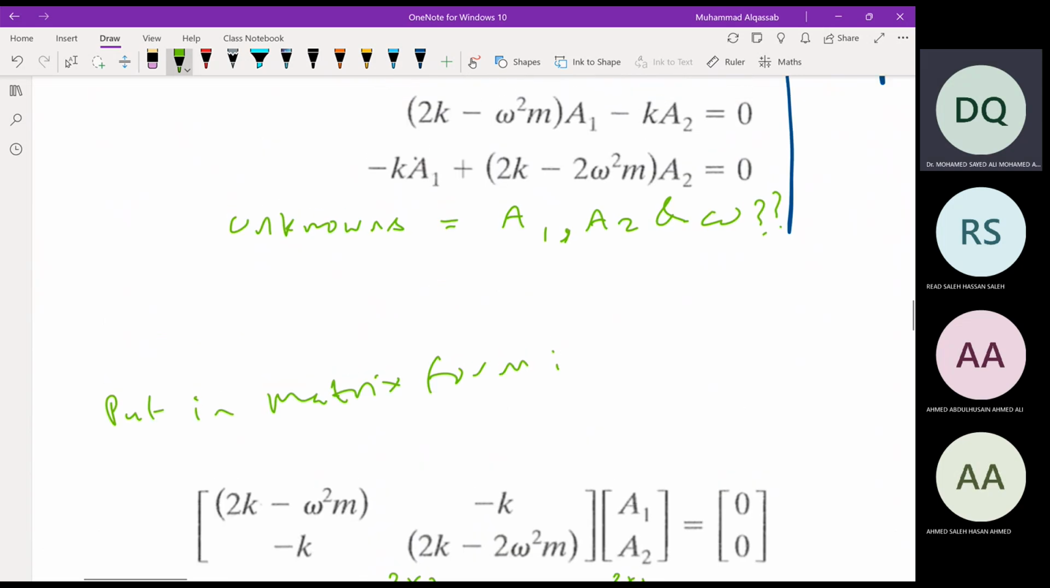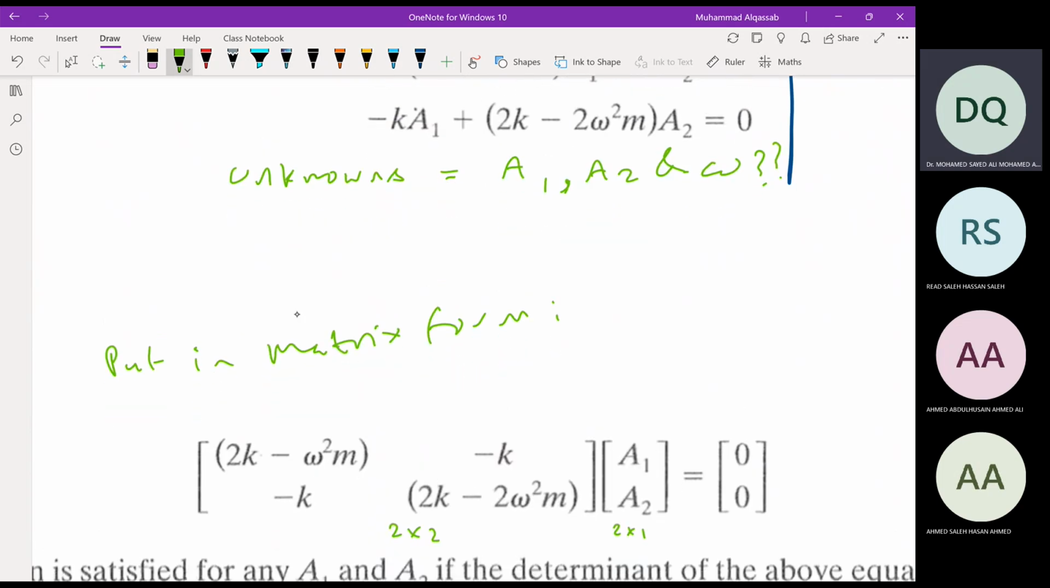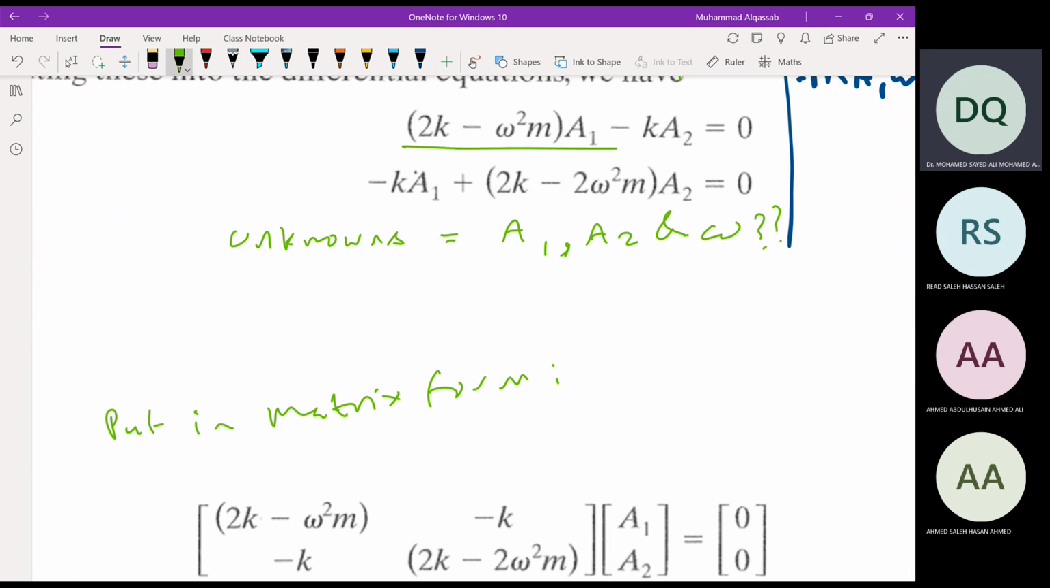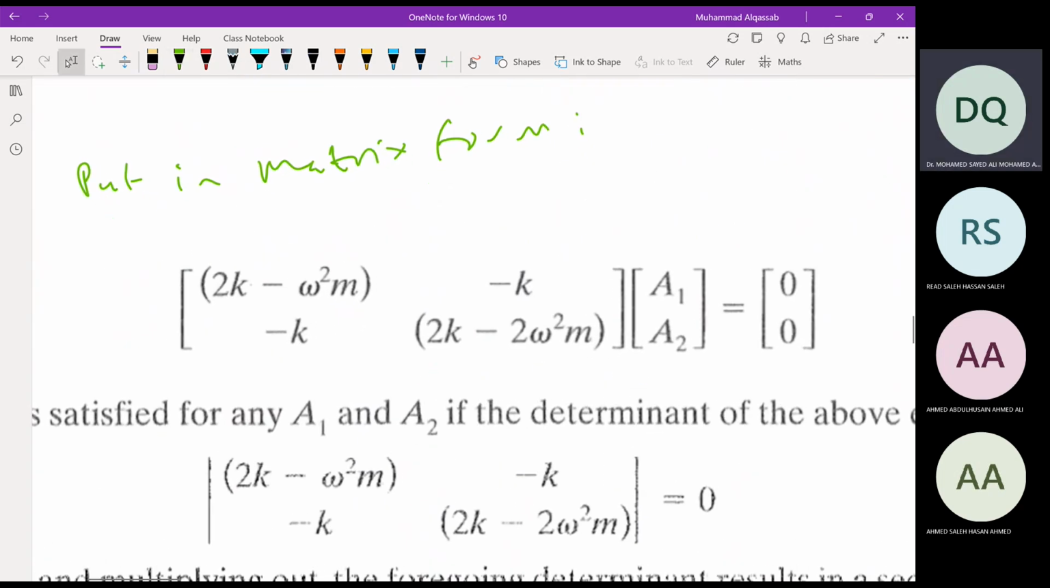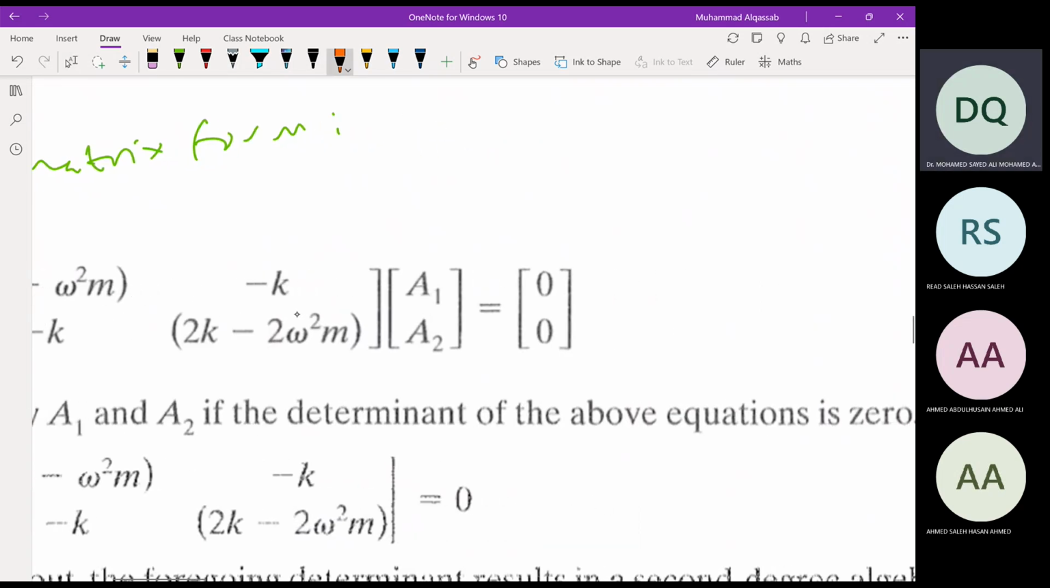This will give you the 2 equations: 2k minus omega square m times A1, which is the first term here, minus k times A2, which is the second term, equal to 0, and the same thing for the second equation. In the matrix form, it is equal to 0. Then if A1 and A2 are equal to 0, this is valid. The equation is satisfied.